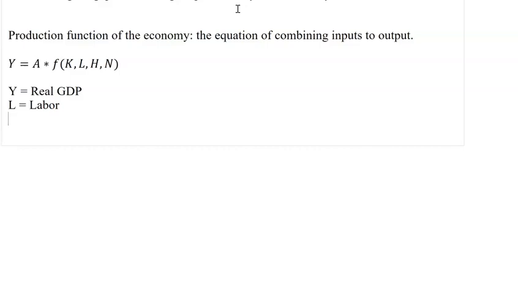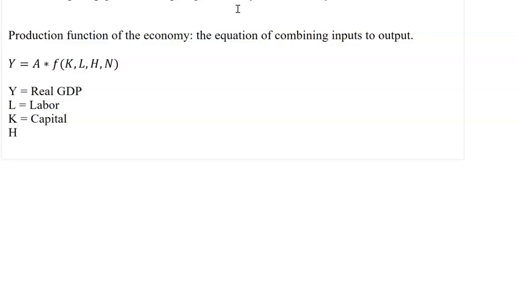Then we have K, which is going to be capital. Workers need some level of capital to work. So to mow a lawn, I could use a simple tool like a big scissor to cut the grass, or I could use a lawnmower. Both are capital, but one capital is more efficient than the other one. So labor with more efficient capital can produce more output.